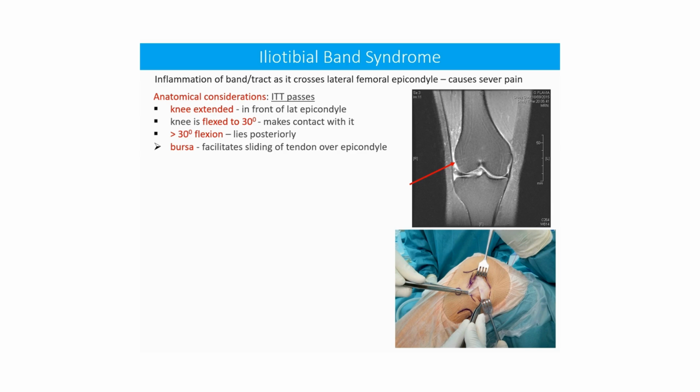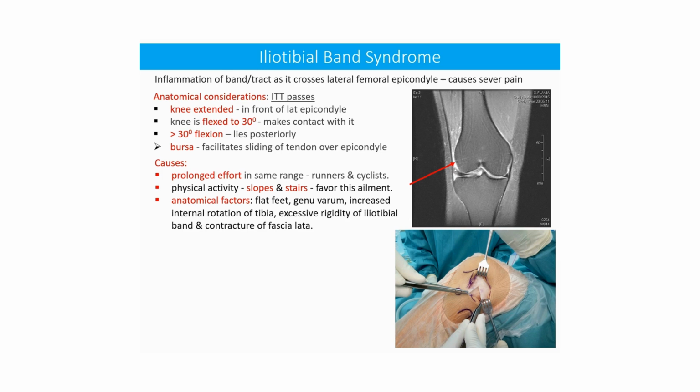Iliotibial tract lies in front of the lateral epicondyle when the knee is extended. It makes contact with the lateral epicondyle when the knee is flexed to 30 degrees. And the tract lies posterior to the lateral epicondyle beyond 30-degree flexion. There is a bursa interposed between the tract and the lateral epicondyle, which facilitates the sliding of the tendon over the epicondyle.